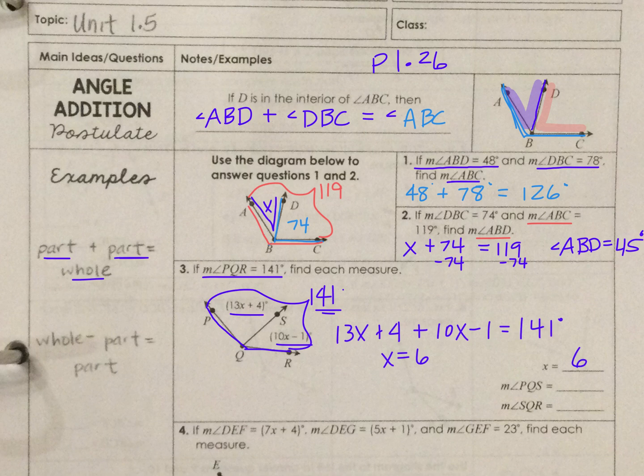Now it wants to know PQS. PQS, so it's talking about this one. So 13x plus 4. Instead of the x, I'm going to replace it with the 6 that I figured out. 13 times 6 plus 4 is 82 degrees. And then SQR, this one, 10, instead of the x, I'm going to use a 6 minus 1. And that's 59 degrees.